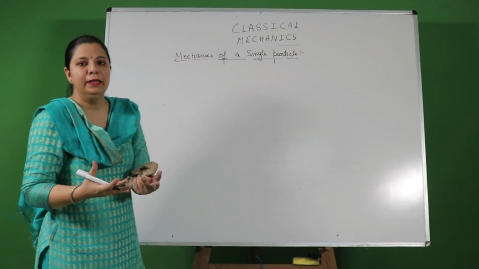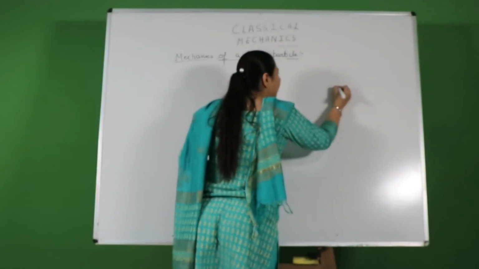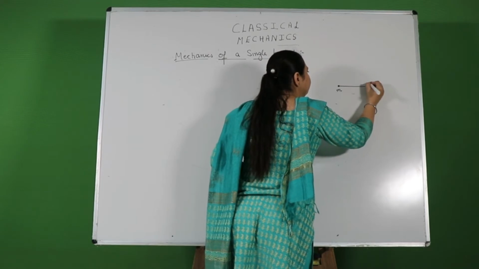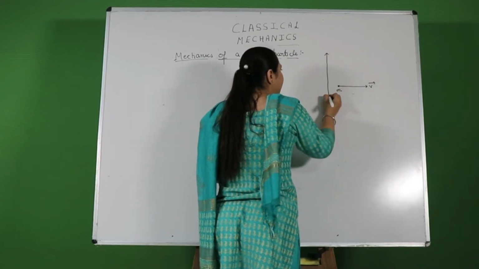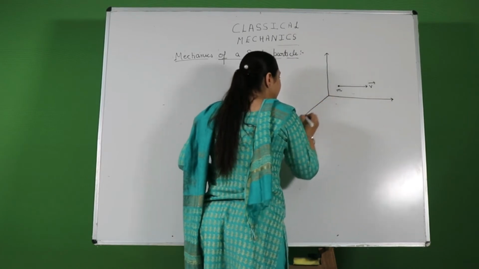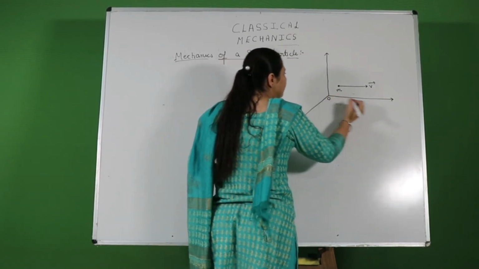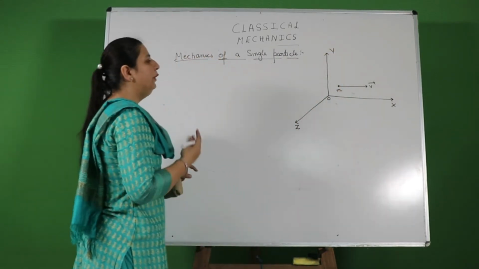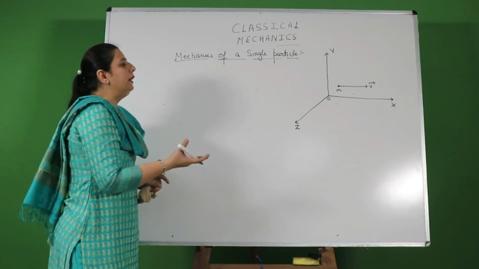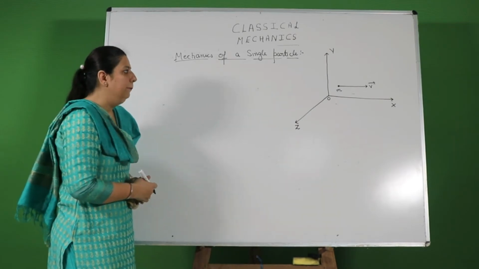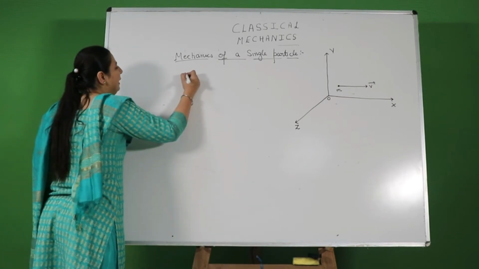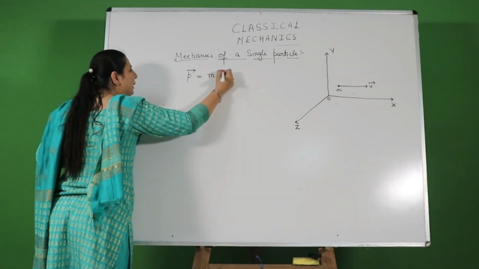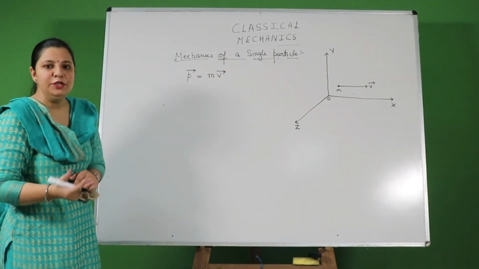So a single particle means I have one particle which has mass m and it is moving with velocity v. It can be moving in one dimension, two dimensions, or three dimensions. I consider a three-dimensional frame of reference in which my particle is moving, say, along the x-axis. So what is the linear momentum of this particle? Linear momentum will be P equals mass into velocity.